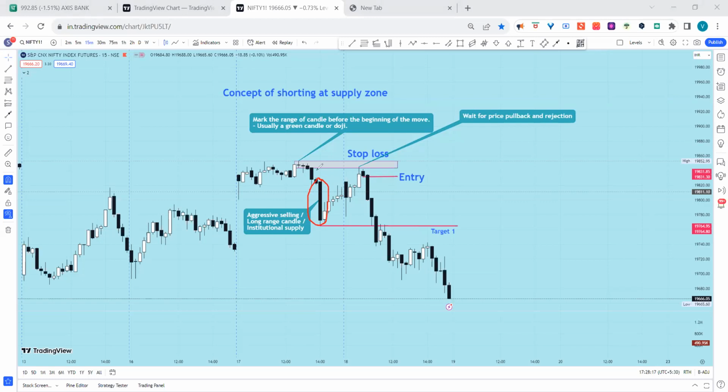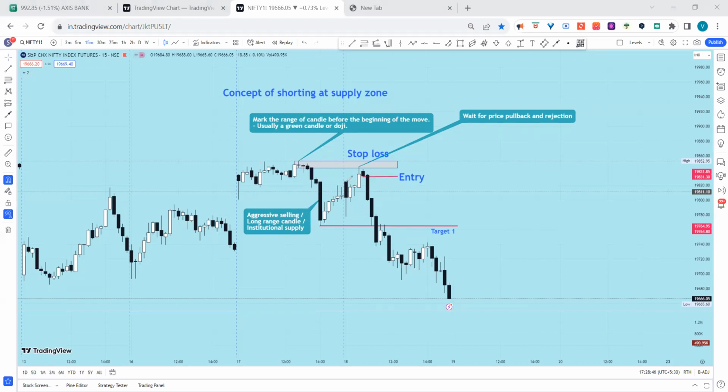So go back to the origin of the move and mark out the prior candles. It can be a green candle also, or it can be a doji also. So this is the zone of supply. Generally, for a factor of safety, you can even consider this broad zone also. But the concept precisely means that this is the exact zone of supply, the origin of the move. But you can also consider this broad range. Anyway, price is just a range, so you can consider a range also, not an issue.